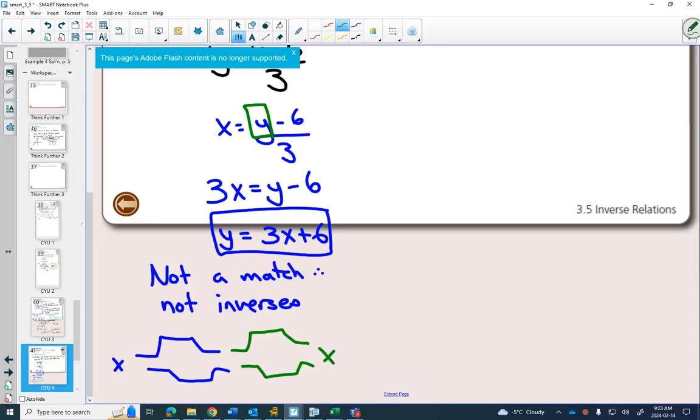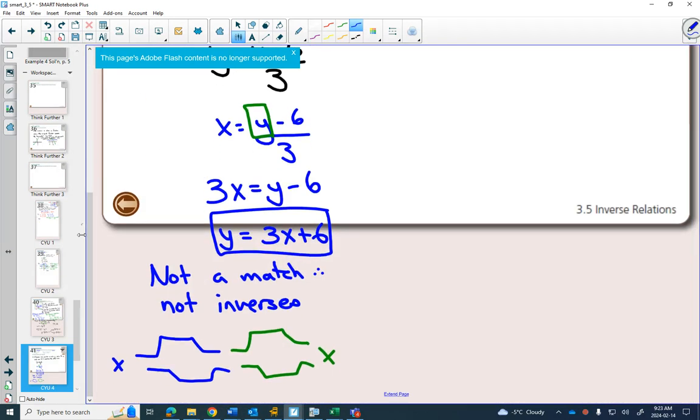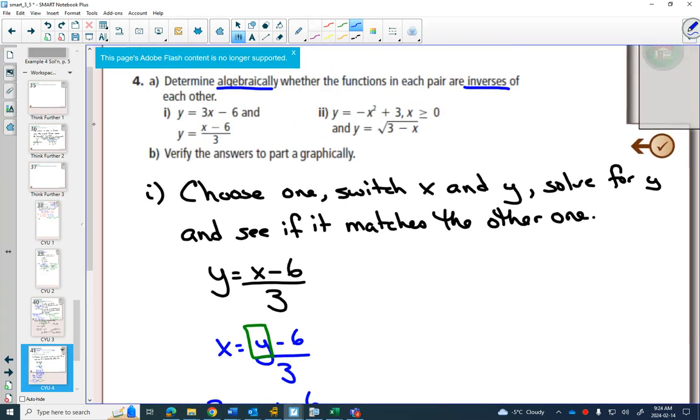Algebraically, you'd have to show that with x. If my original one was 3x minus 6, x goes in, out comes 3x minus 6. Then you would plug 3x minus 6 into the second one, and you would get 3x minus 6 divided by 3, and see what you get. But I just want to show you with a number.